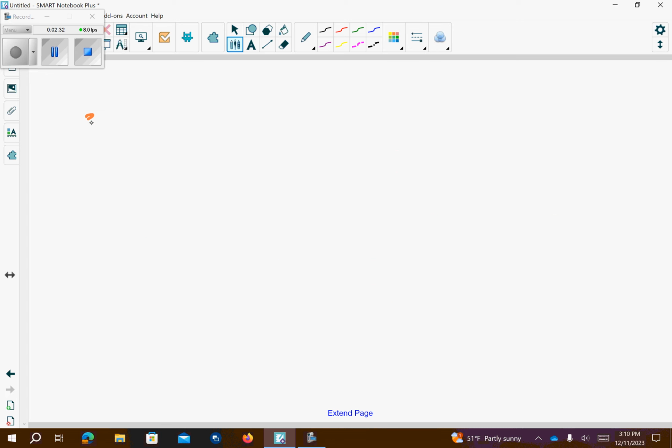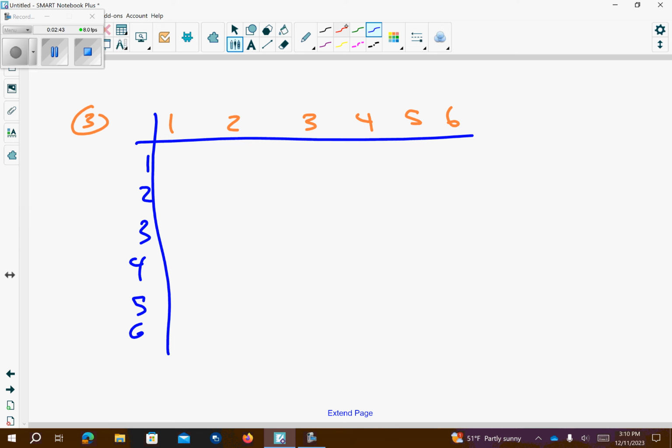Number 3, roll 2 dice. So 1, 2, 3, 4, 5, 6 is 1 die. 1, 2, 3, 4, 5, 6 on the other. So our sample space is going to be this.